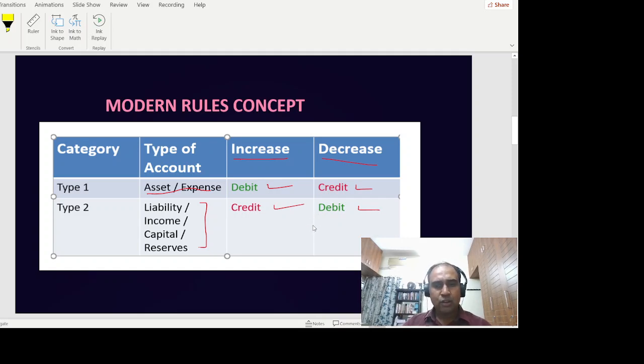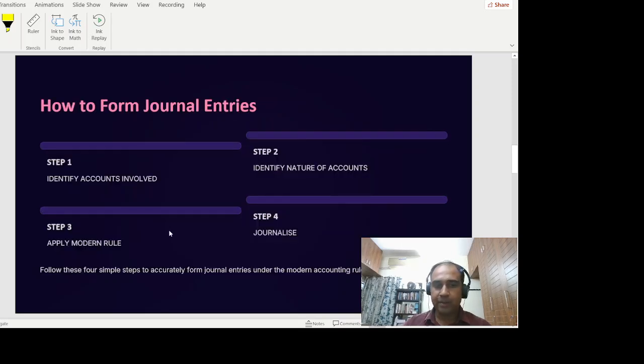I will be taking a lot of journal entries, so by the end of this session, you will be very clear on how to apply this rule. So let us try to understand how these rules are applied.